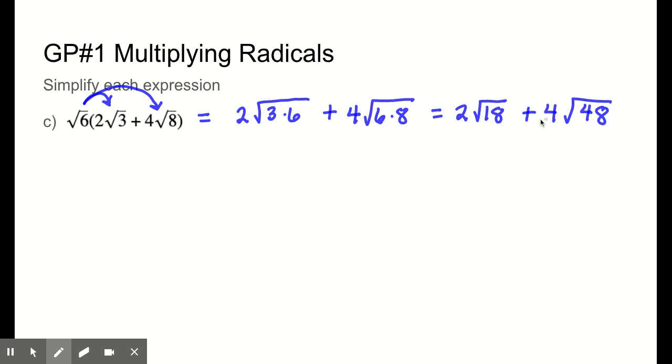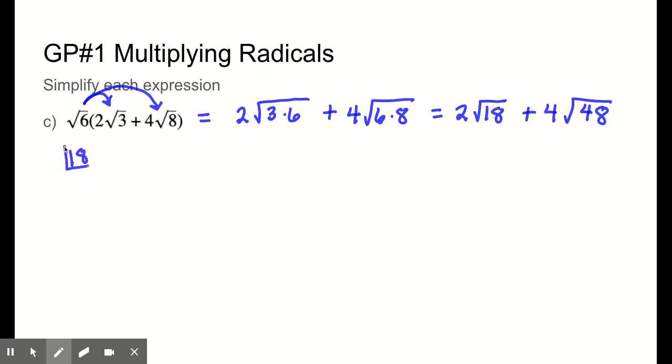Now remember, we can only add or subtract radicals that are like radicals. And here we have 18 and 48. Our radicands are not the same, but we can simplify. And maybe after we simplify, they could be the same and we could add them together, but we have to simplify before we make that decision.